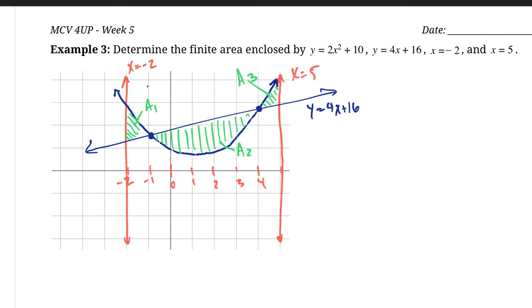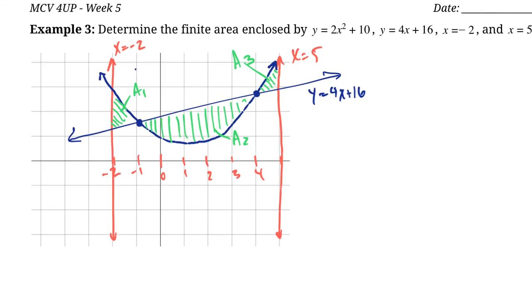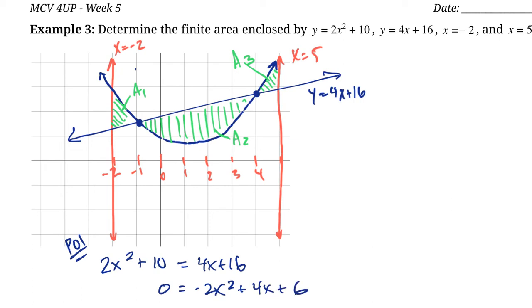So let's start off by finding the point of intersection between these two functions, right? Because the points of intersection are going to be here and here. To find the points of intersection, we just set the equations equal to each other, right? 2x squared plus 10 equals 4x plus 16. This is to find the POIs, by the way. And we can just solve this. 0 equals negative 2x squared plus 4x plus 6.